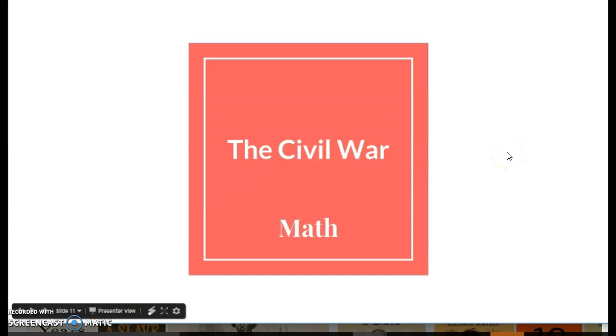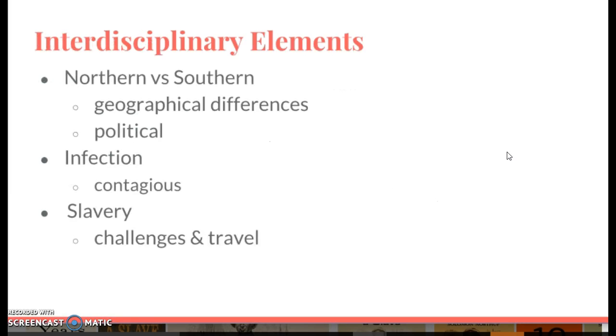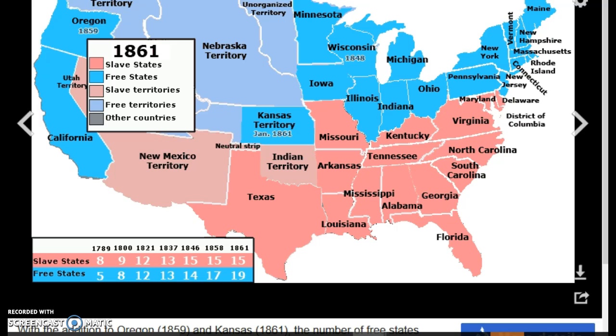Alright, so I did the mathematics part for our Civil War unit. With that, we have our standards. National standard, obviously, our state standard, I was able to apply geometry, and then our reading standard, I applied multiple sources. So with that, we have our interdisciplinary elements, northern versus southern. It was really easy to look at the geographical differences as well as the political differences.